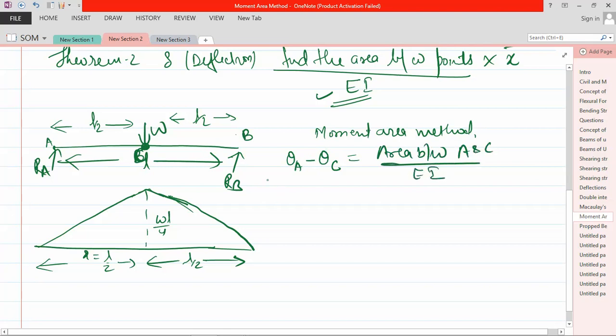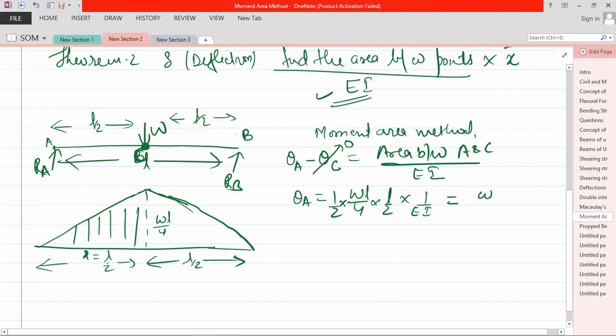Now, what is the slope at C? It is 0. Then theta A, that is the slope, is the area between A and C, which is a triangle here. This is equal to WL by 4 into L by 2 into 1 by EI, and it is also half into base into height. That will equal WL by 16 EI. This is the moment area method, and you can see how easily we can find the slope.